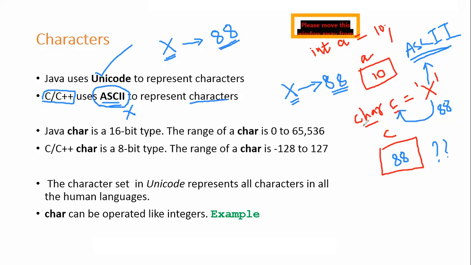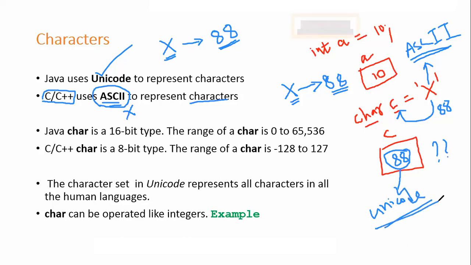So now with respect to Java, when you write char c = 'X', I'm going to store the corresponding Unicode value inside this variable called c. So this 88 is nothing but a Unicode value.